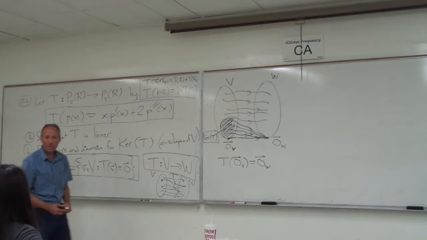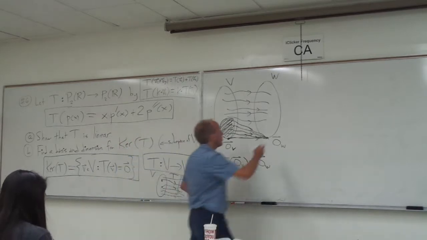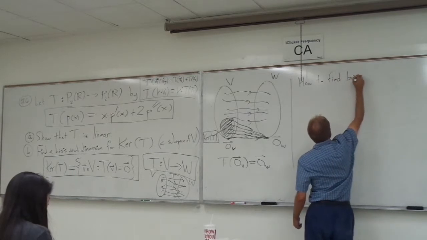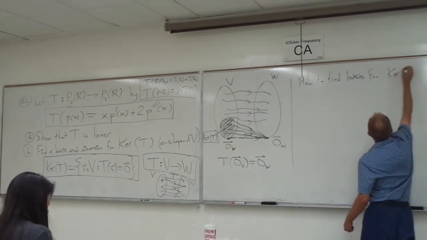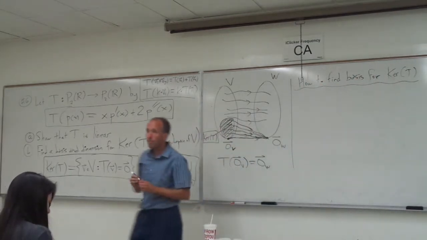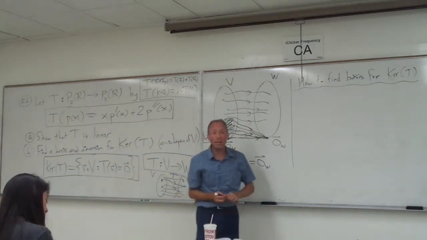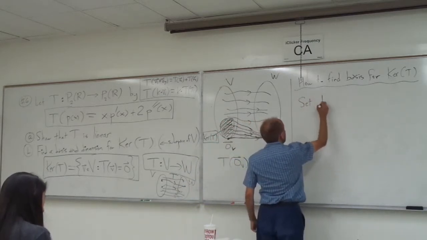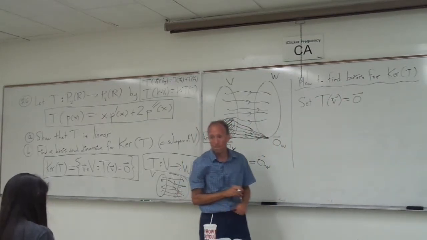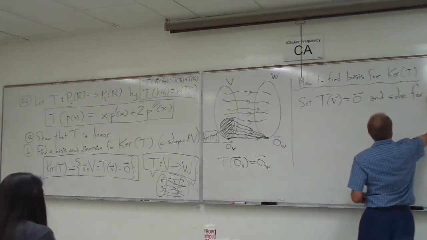So the question then might be, well, how do you find those two things? So you guys with me? Okay, so how to find a basis for the kernel of T. I'm just going to give you a quick little procedure and then let you guys see on this example how you do that. Basically, here's what you do. You set T of V equal to 0 and solve for V.